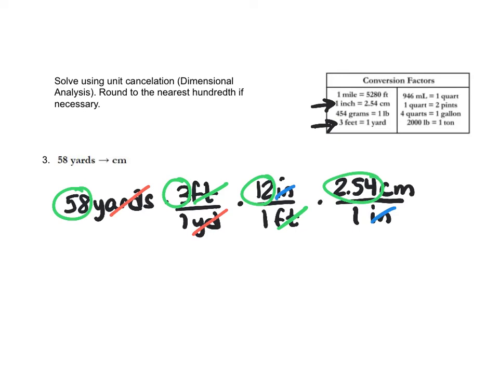Let's see it. 58 times 3 times 12 times 2.54. So I end up with 5,303.52, no need to round, centimeters. And they wanted us to go to centimeters. Before I do the last one, I urge you to try this on your own and then check the work with this. So I'm gonna assume you've paused, you've tried it on your own, 342 days.